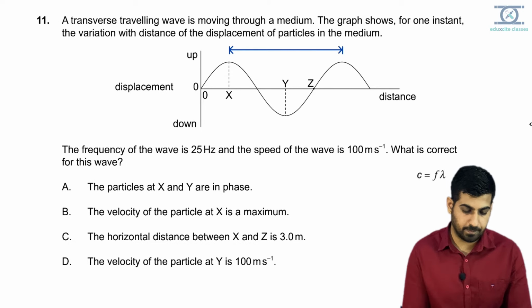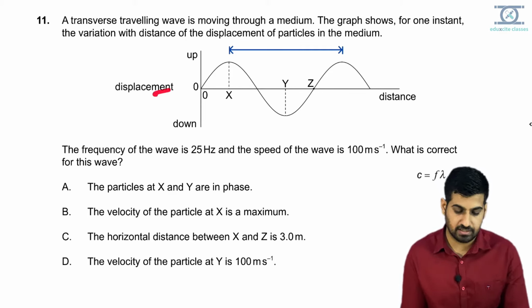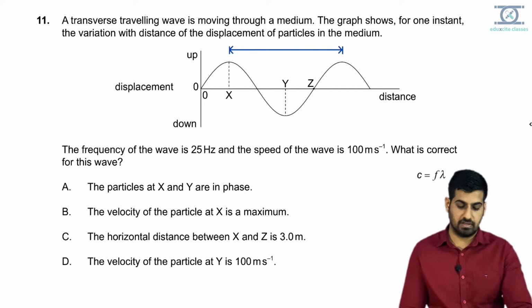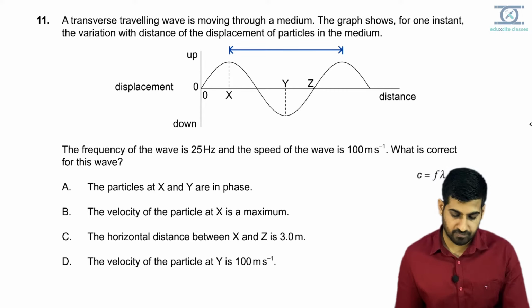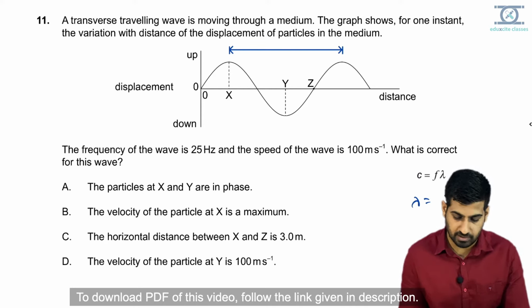Question number 11 again. A transverse travelling wave is moving through a given medium. The graph is given for one instant, showing the displacement of the particle with distance in the medium. The frequency is given as 25 Hz and the speed is 100 meter per second. What is correct about the wave? Using the wave equation, first of all, let us calculate the wavelength. So wavelength will be speed, that is 100 divided by 25, which comes out to be 4 meter.